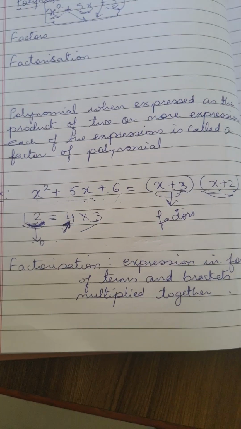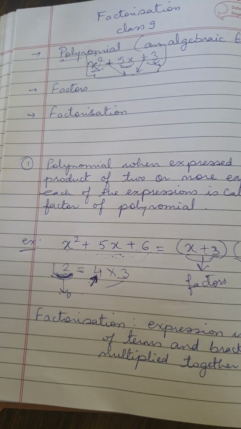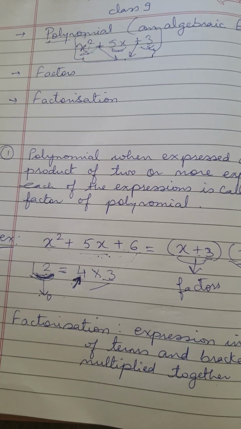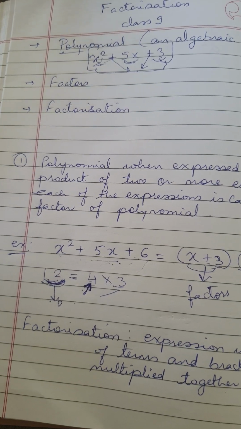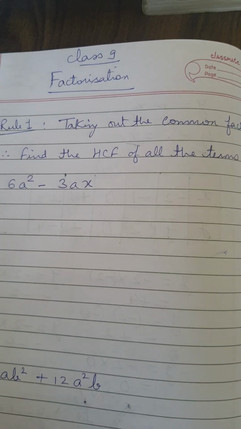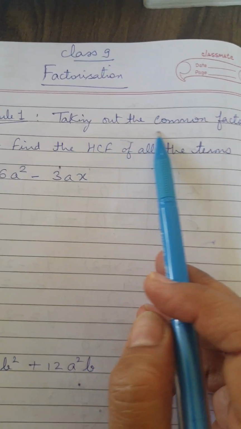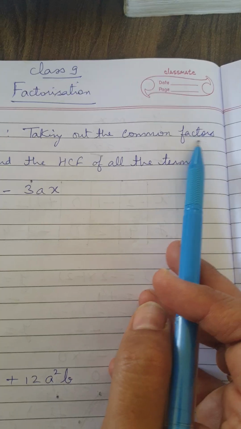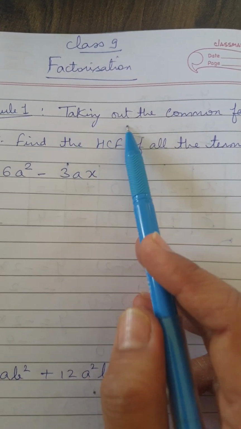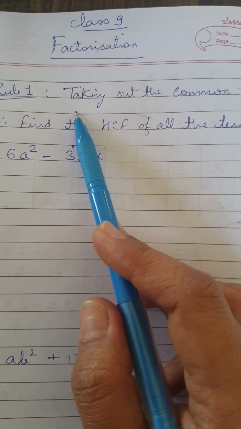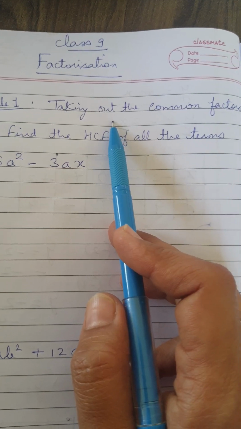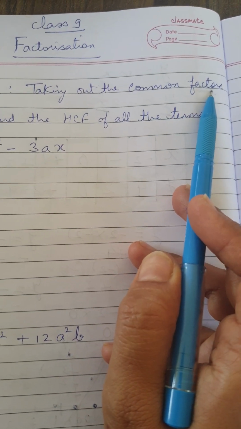So there are various ways, or you can have some methods, to factorize an expression. So we will talk about the first method, which is a very easy one. And the first method is taking out the common factors. Okay, now you have understood what a factor is. So the first rule is, when you see an expression and you have to factorize it, first look for some common factors in it.